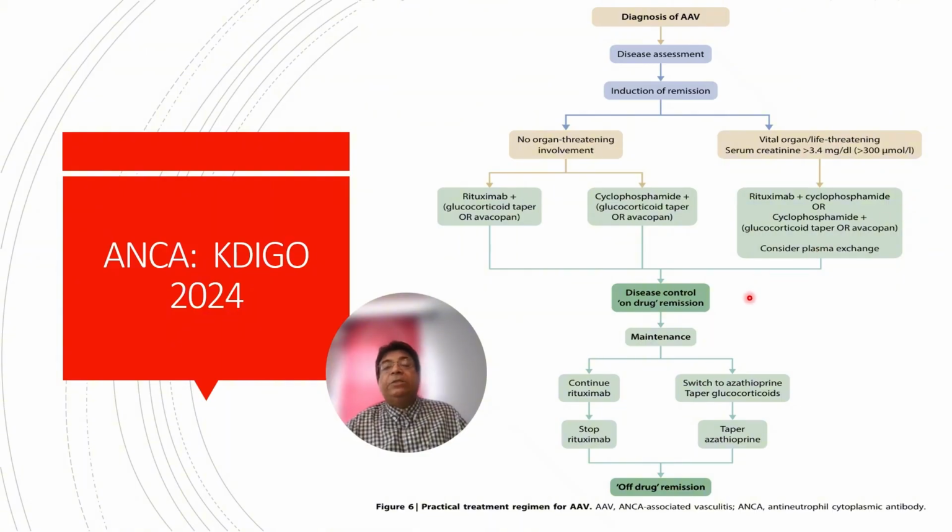For disease control, you want to maintain with rituximab, or stop rituximab and then monitor for remission. And if the disease recurs, then you can reinstitute the rituximab. If you use Cytoxan for remission, then you should switch to azathioprine.